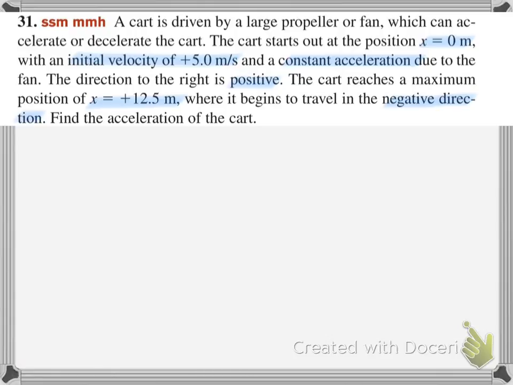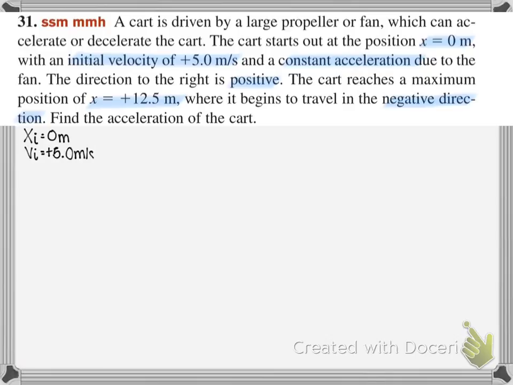Another problem is a cart driven by a large propeller or fan, which can accelerate or decelerate the cart. The cart starts out at the position of x equals 0 meters with an initial velocity of positive 5 meters per second, and a constant acceleration due to the fan. The direction to the right is positive. The cart reaches a maximum position of x equals 12.5 meters, at which point it begins to travel in a negative direction. Find the acceleration of the cart.